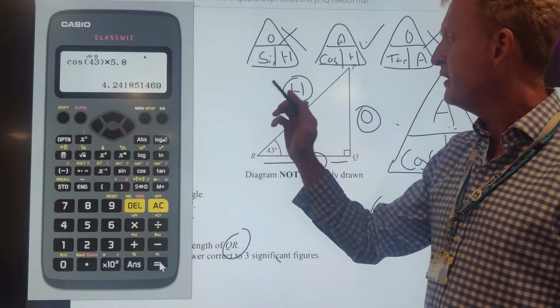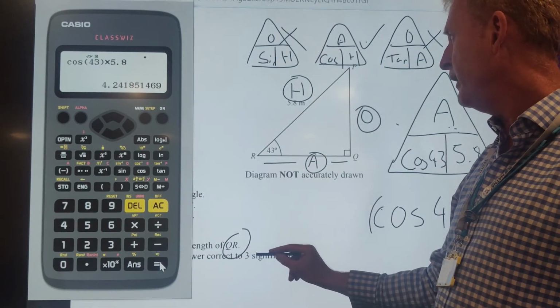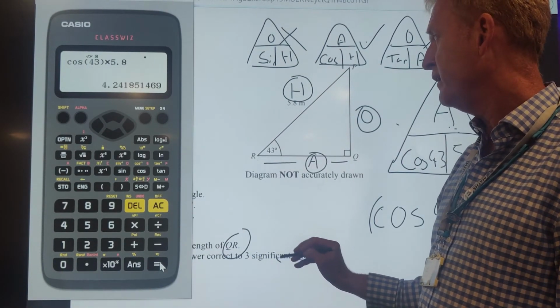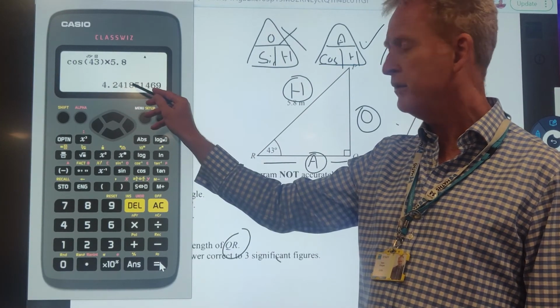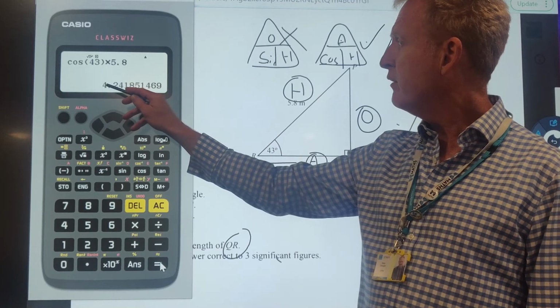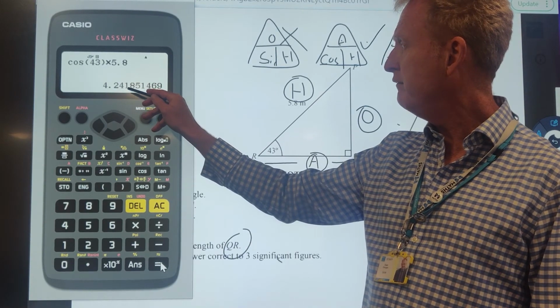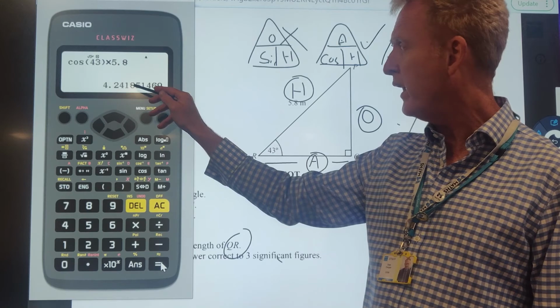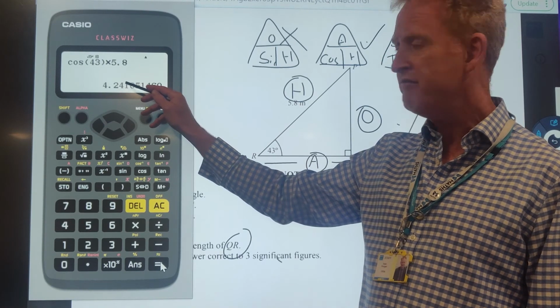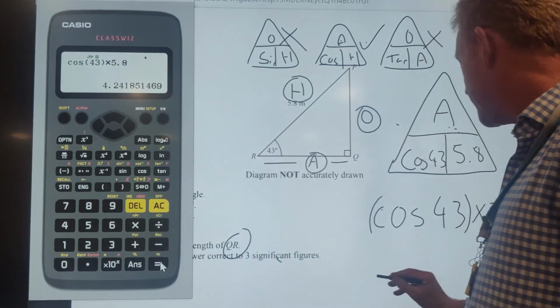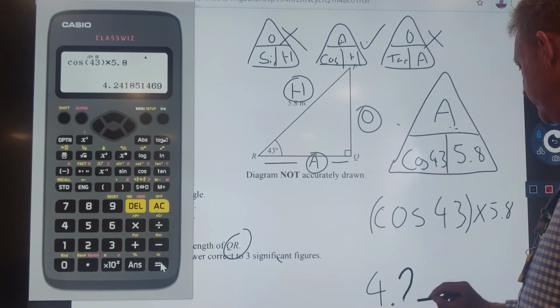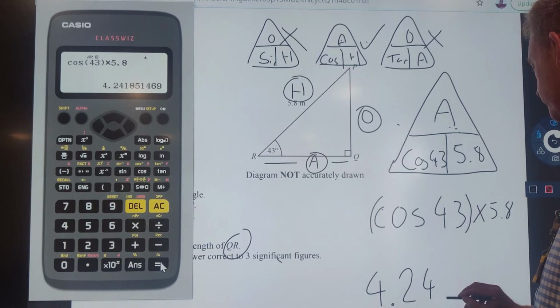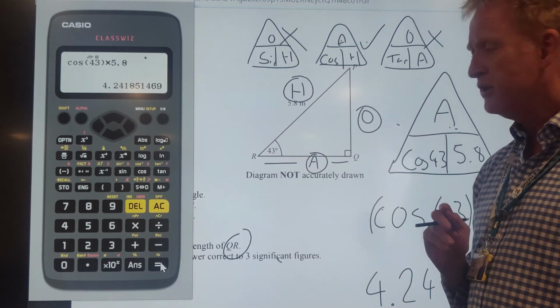Now look at that answer on the calculator. We want that answer to 3 significant figures, in other words the first 3 digits of that number reading from the left. We've got 4.24. The number after the 4 is a 1, which means that 4 isn't going to round up, it's going to stay as a 4. So the answer to that question, to 3 significant figures, is 4.24. So that's how we do a question like that.